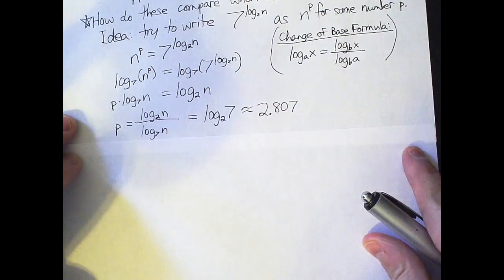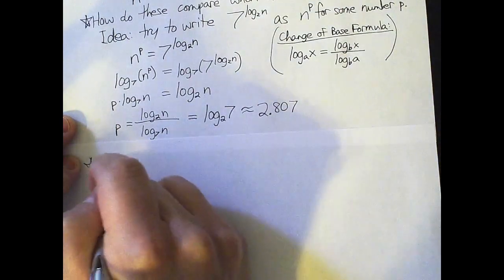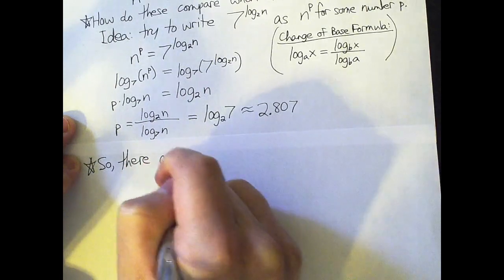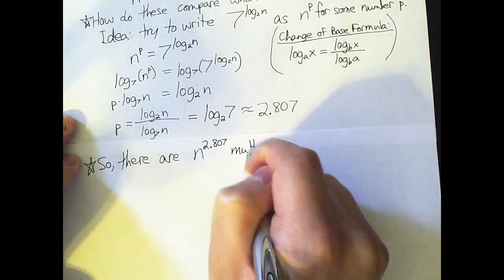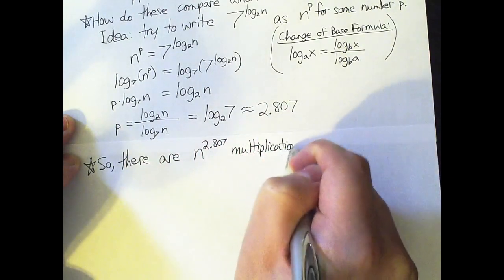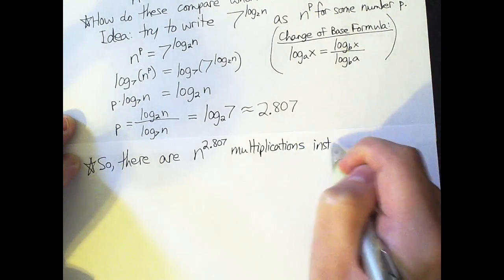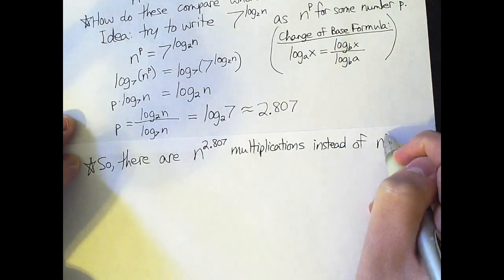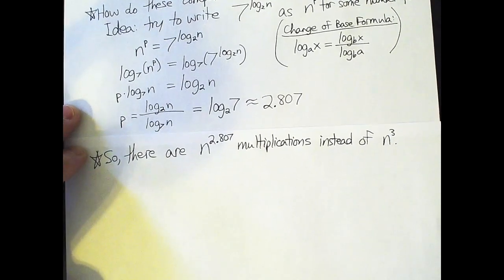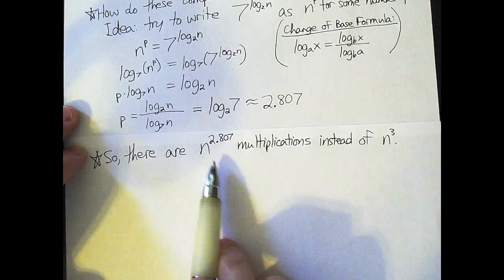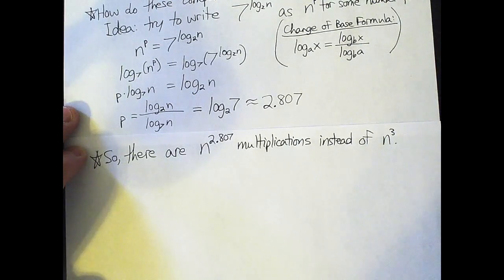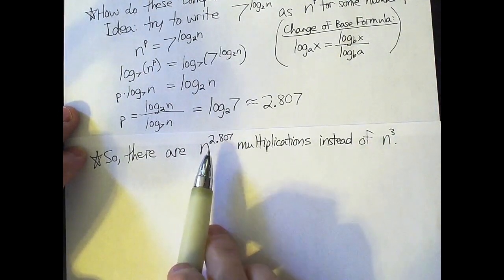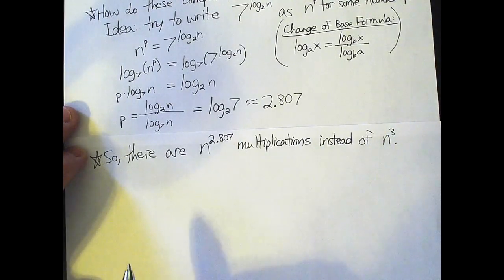So where are we at with all this, comparing the efficiency? What have we figured out? There are n to the 2.807 multiplications instead of n to the 3, if we use Strassen's algorithm, generalized for the n by n case, instead of the standard algorithm. So do you think this is much better? 2.8 compared to 3? It doesn't really seem like it's that much better. Like, what's the big deal?